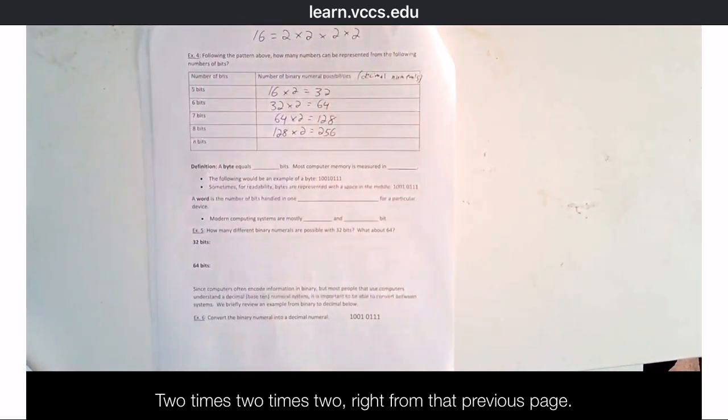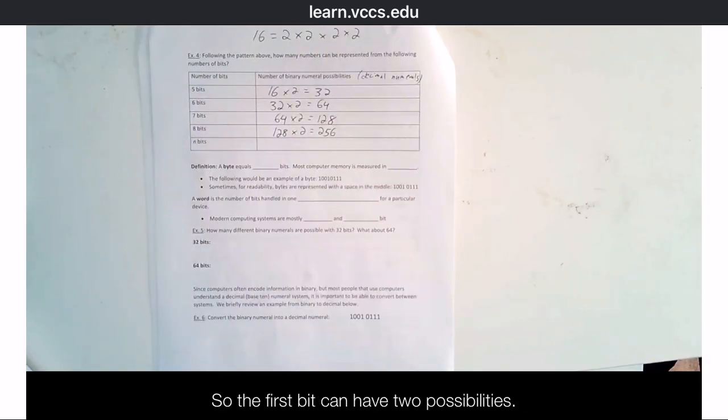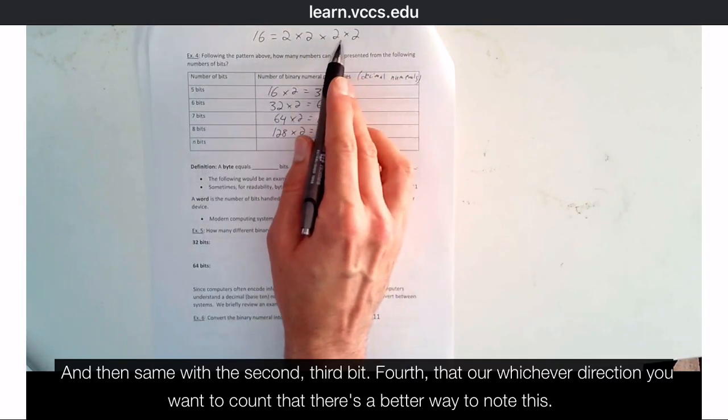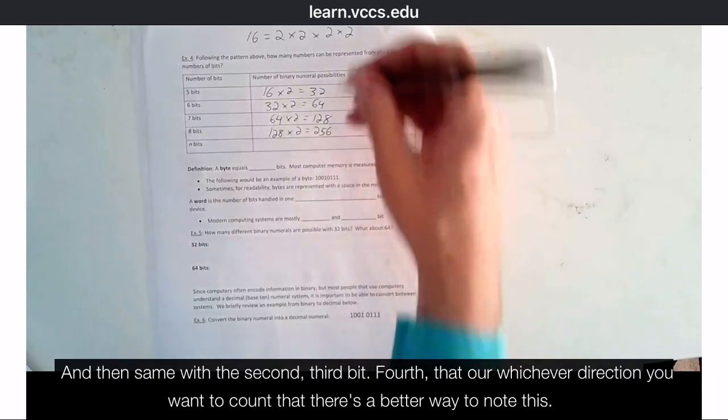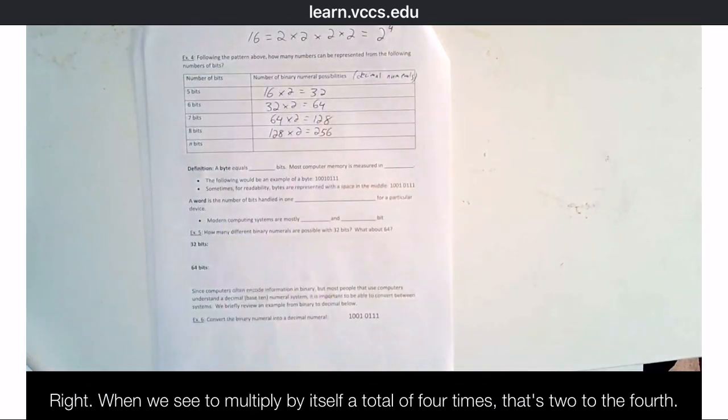From that previous page, right? Each step doubles the number of possibilities we have. So the first bit can have 2 possibilities, and then same with the second bit, third bit, fourth bit, or whichever direction you want to count that. There's a better way to note this, right? When we see 2 multiplied by itself a total of 4 times, that's 2 to the 4th.